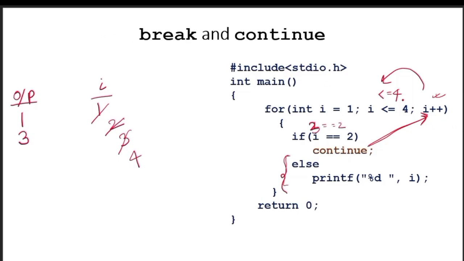Yes, the condition is true, isn't it? So now we will check your if condition. Is 4 equal to 2? The condition is false. So the if will not be executed, the else part will be executed. printf i. So the i value will be printed on your output screen. That is your 4. So now i will be incremented. The i value is your 5. So is 5 less than or equal to 4? The condition is false. We will come out of the for loop and execute your return 0 statement.